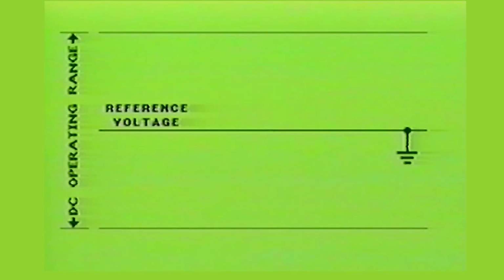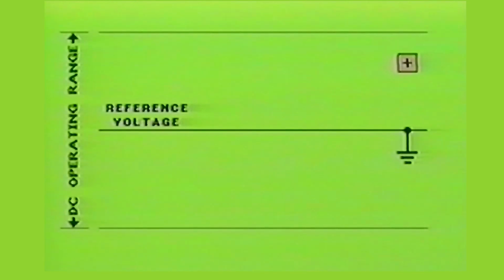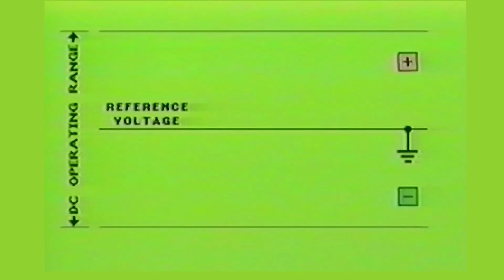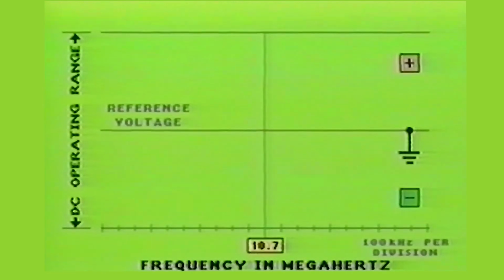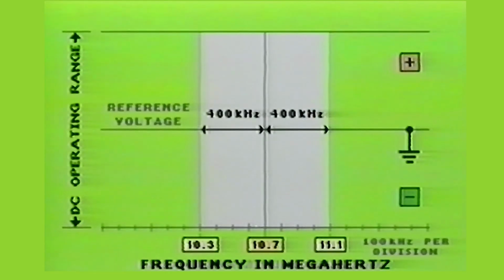With the reference voltage being used as the signal ground, any voltage level above this reference will be positive, and any voltage level below the reference will be negative. Since the ratio detector operates on the IF frequency of 10.7 MHz and will experience above and below resonance conditions, a frequency response of 400 kHz on each side of the IF frequency is a typical bandwidth for this detector.